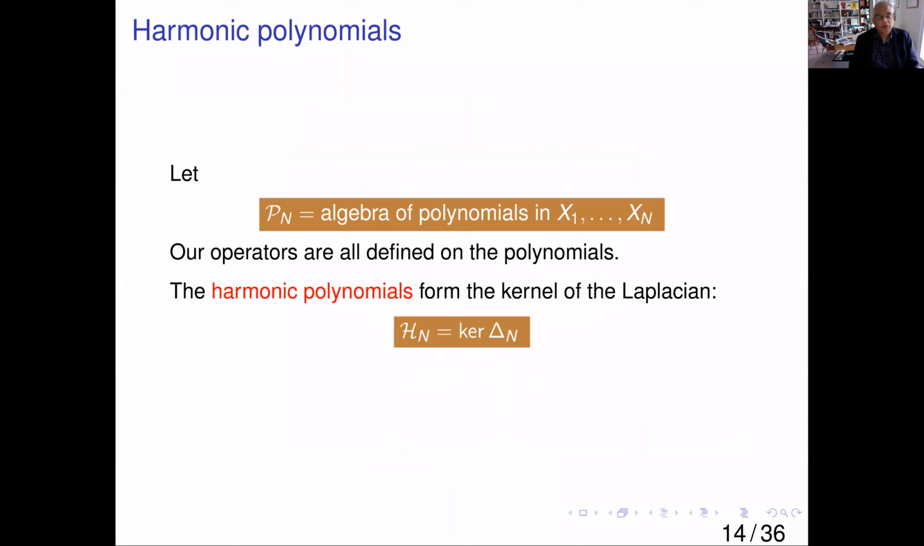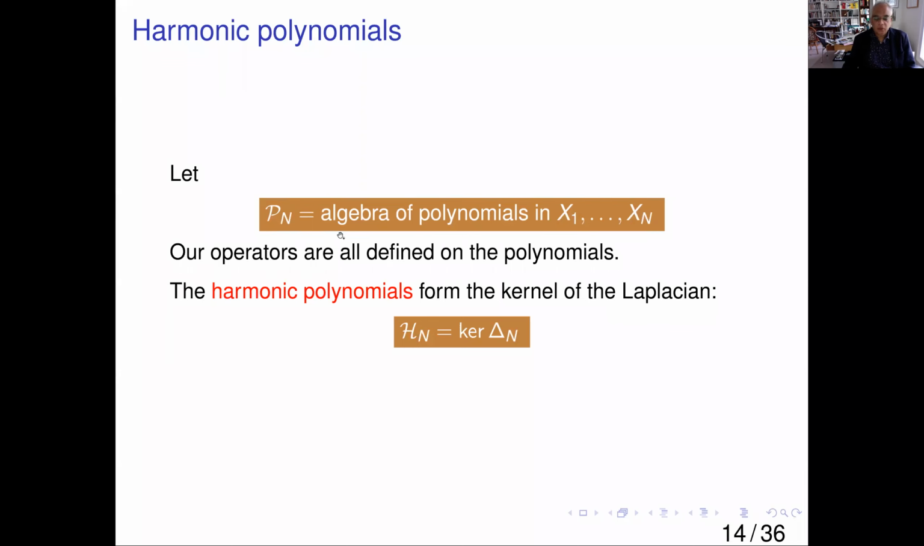Now, let's look at polynomials. I did say that part of this talk is about polynomials and spheres. So let P sub n be the algebra of all polynomials in n variables. Okay, no sphere, just abstract polynomials in n variables.